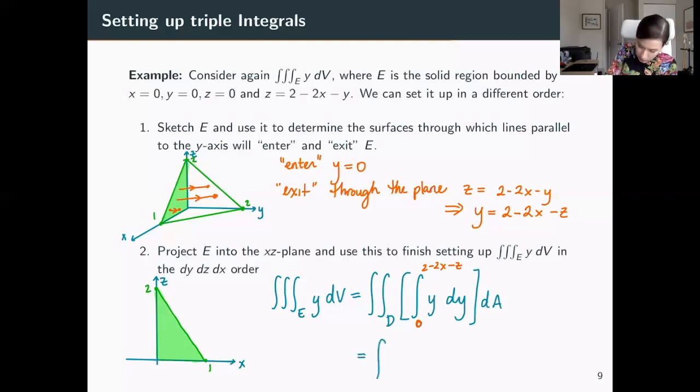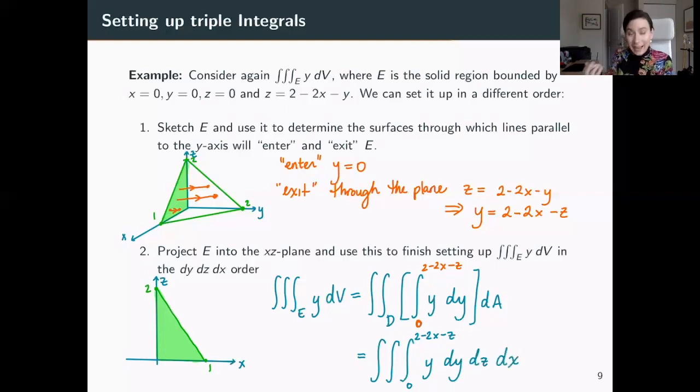Now we're in the place where we need to set this up as a standard double integral over a general region. 0 to 2 minus 2x minus z gets taken as our dy. And again, we're wanting it in the dz and dx order. My x's are going to be varying just between 0 and 1. So I know I'm going to get 0 to 1 as my values there.